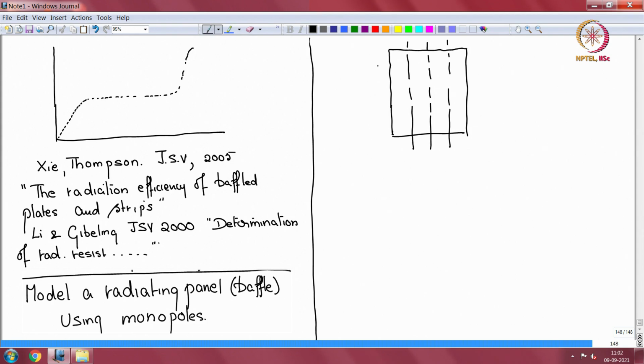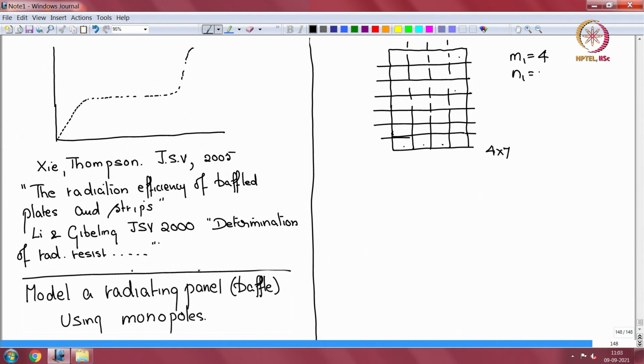Let me draw it first. 1, 2, 3, 4, 5, 6, make it 7. Okay, so 1, 2, 3, 4. So this is the 4 by 7 mode. So we'll say M1 is 4, N1 is equal to 7.